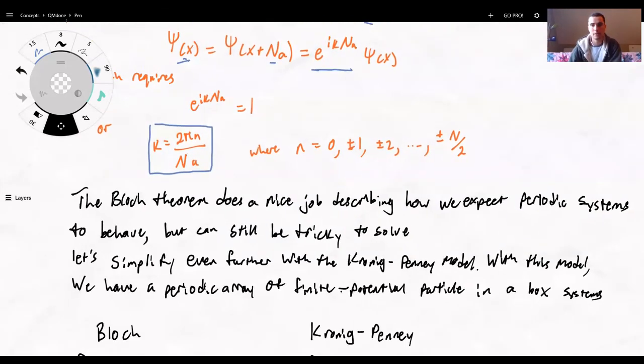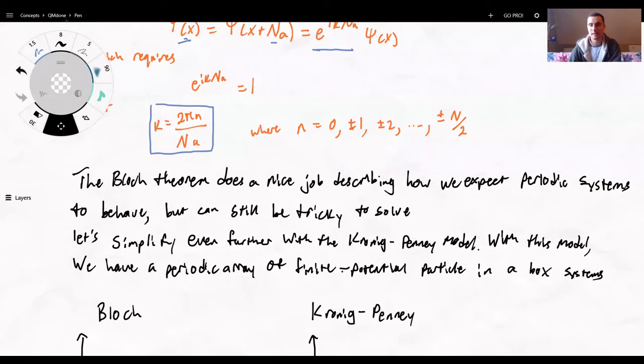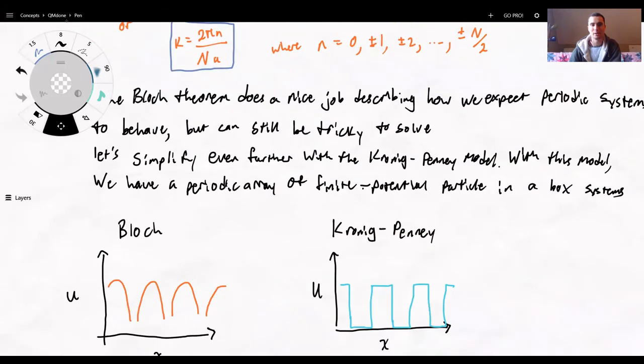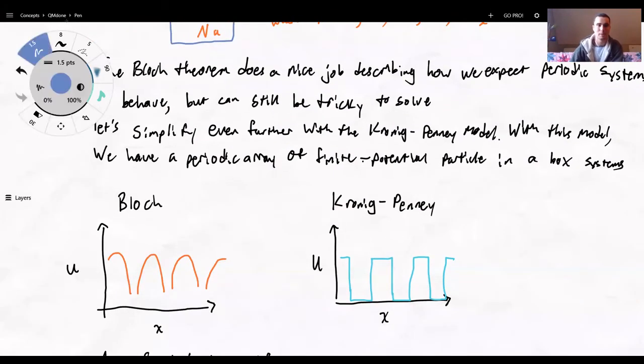So the Bloch theorem is nice. It does a decent job describing how we expect a periodic system to behave, but it can still be a little tricky to solve. You might notice here, I'll just use this one here, that we have these sort of parabolic systems, which can be a little tricky to get the actual math right. So we're going to simplify it even further. What we're going to do is simplify with the Kronig-Penney model.